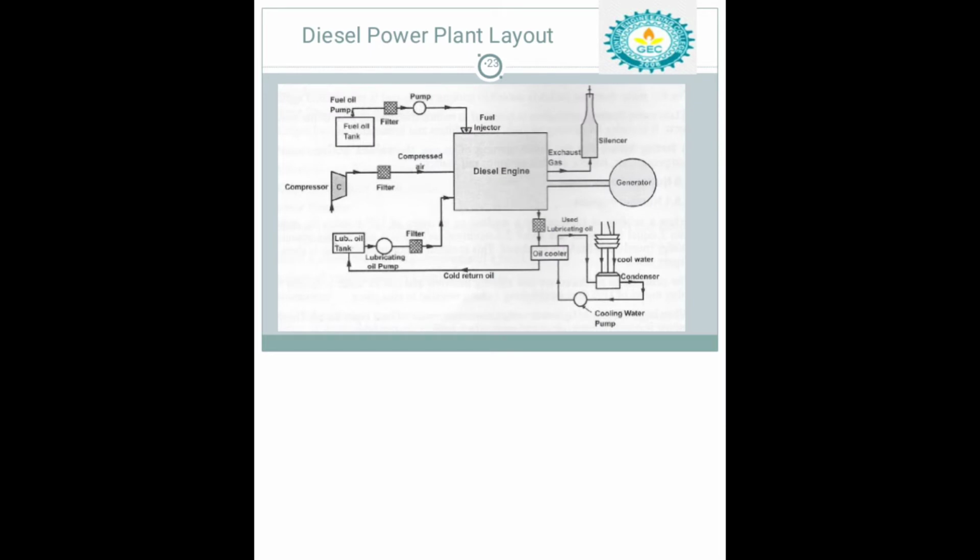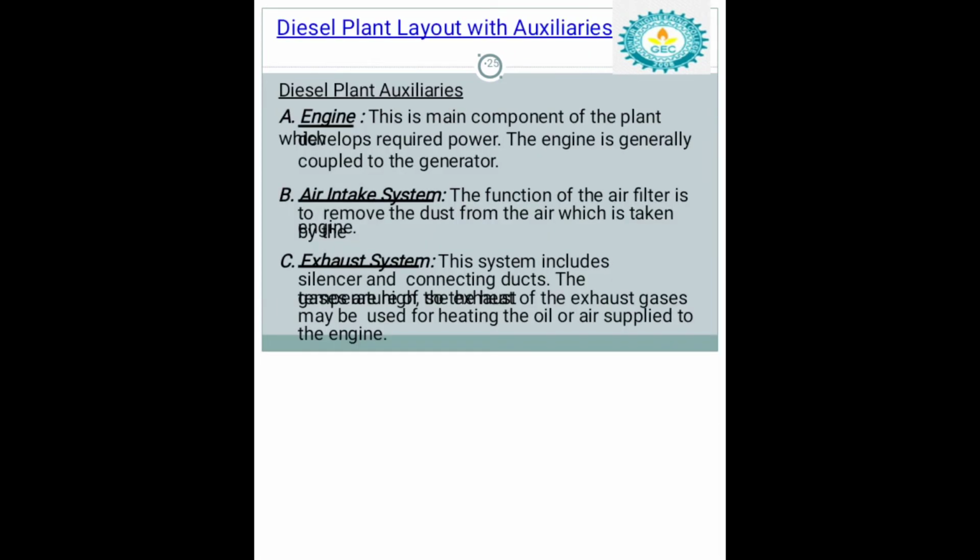And observe the diesel power plant layout. Fuel tank, diesel engine, exhaust, generator, compressor, lubricant oil tank, oil cooler, cooling water pump. These are some of the components in diesel power plant. First, I will explain each part.